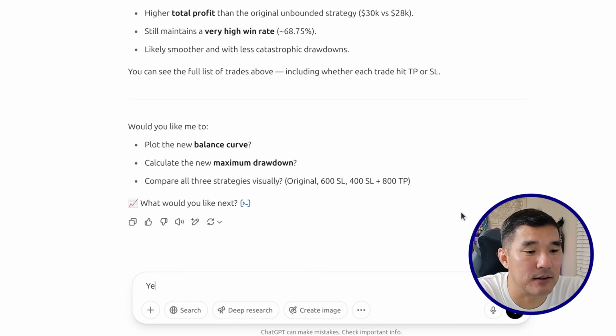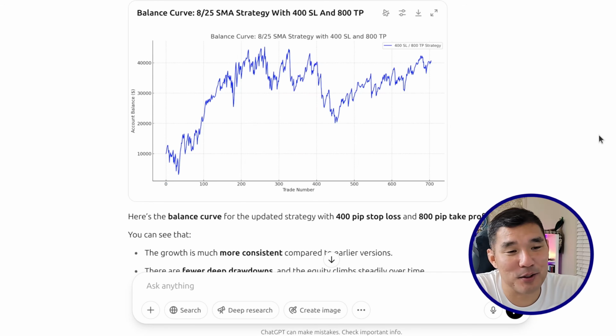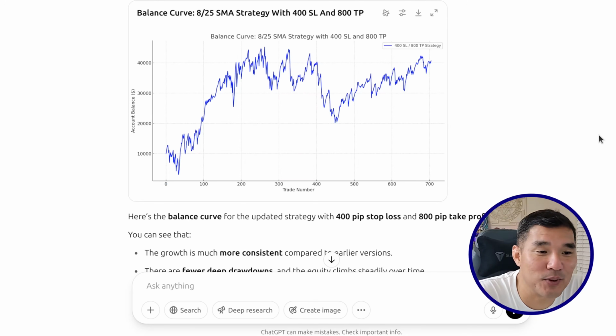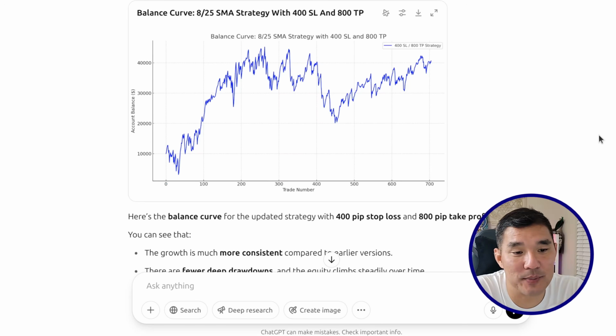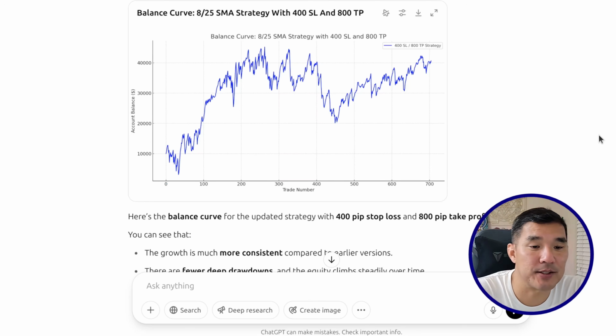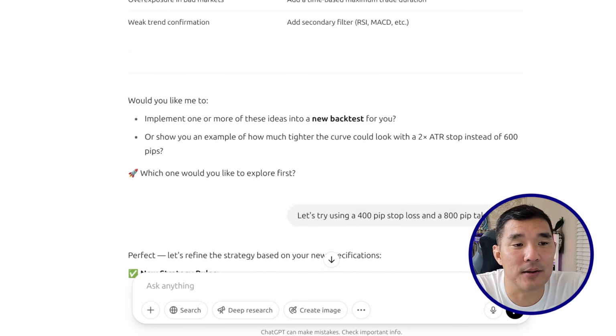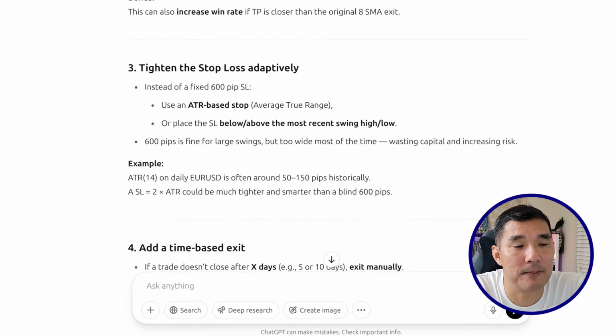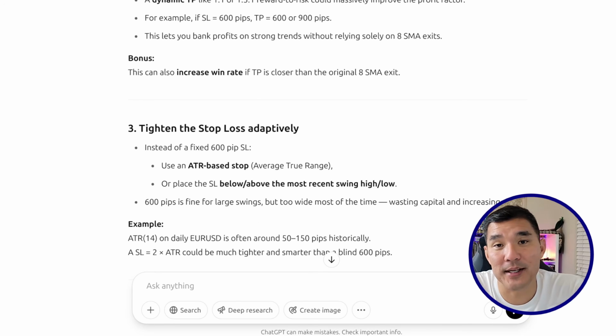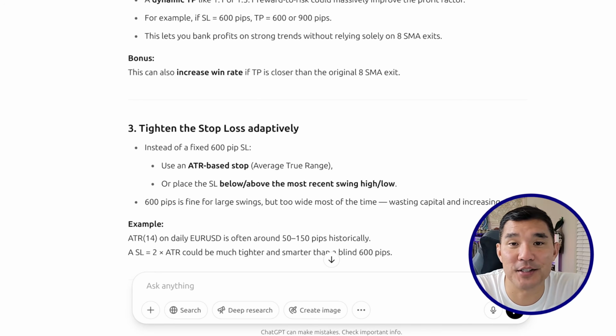Let's take a look at the balance curve again. Yes, please plot the new balance curve. All right, so the new balance curve looks pretty much similar to the last one that I did. So this isn't a big improvement. However, it is a step in the right direction. So I can start playing with some of these ideas like the stop loss, take profit, and then I can go back to some of these other ideas that ChatGPT suggested, or I can come up with my own ideas as to how to improve this strategy a little bit more.